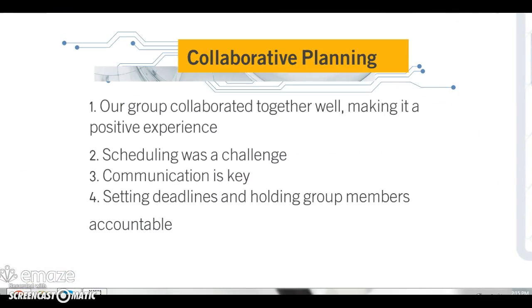And for collaborative planning, our group collaborated together really well, making it a positive experience. We all contributed ideas and helped each other out with forming our unit. Scheduling was a challenge because we have one group member in college sports. A lot of us work and then have families, and so that was definitely a challenge, but we were really good about communicating our schedules and what times and days worked best for us, and then we would all meet up. We also found that setting deadlines and holding group members accountable was also key.